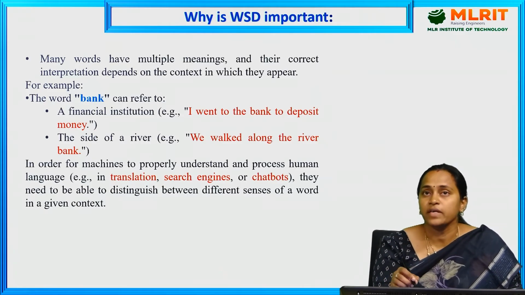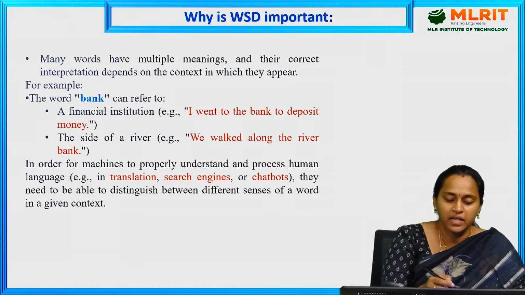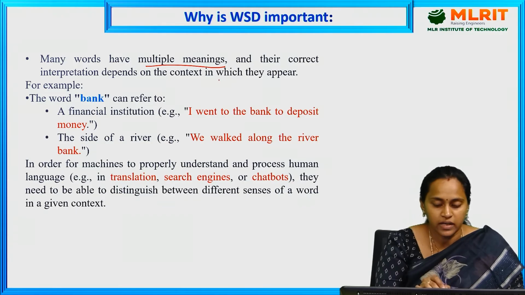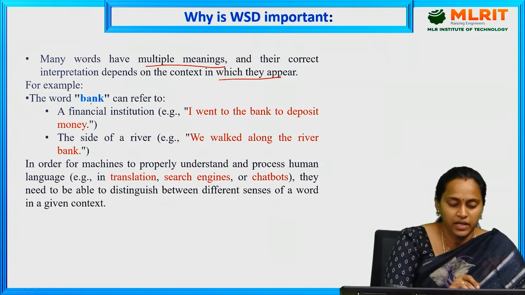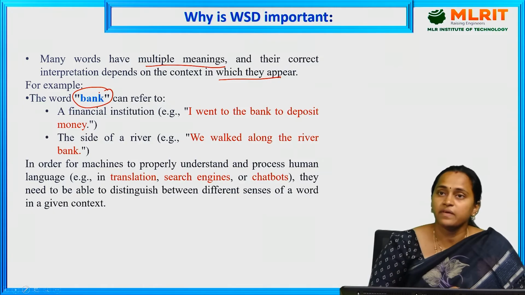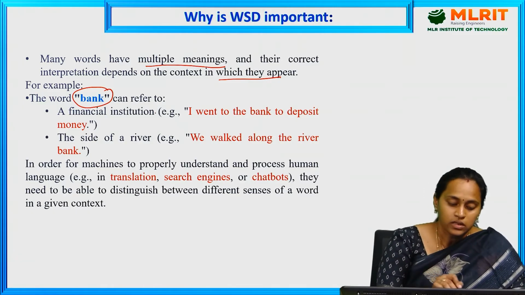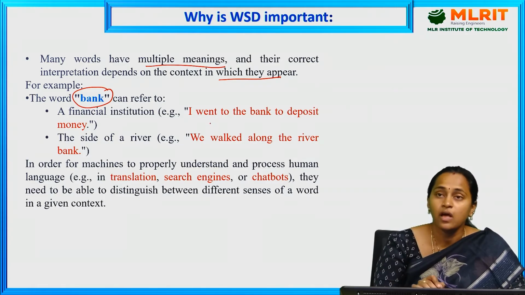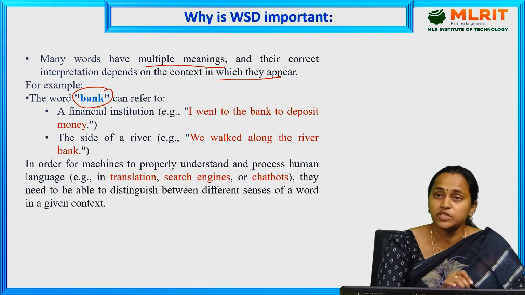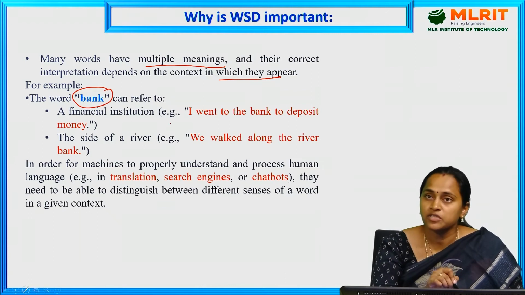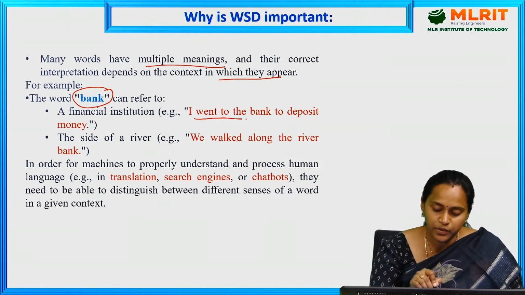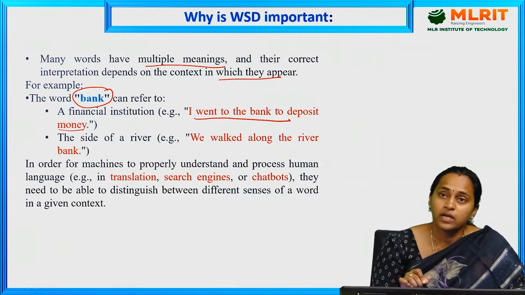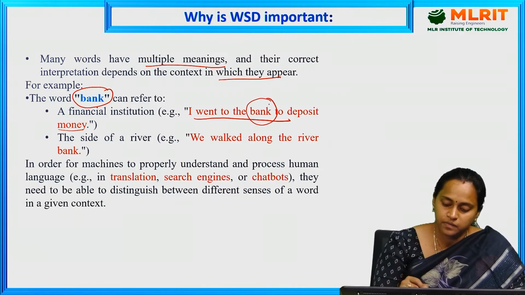First, why is WSD important? Many words have multiple meanings and their correct interpretation depends on the context in which they appear. Let's see the example here: bank. Bank means a financial bank or a river bank. Based on the sentence surroundings, we can conclude which bank it is. Example: I went to the bank to deposit money. This is a meaningful sentence, and here we can declare that bank is a financial bank.